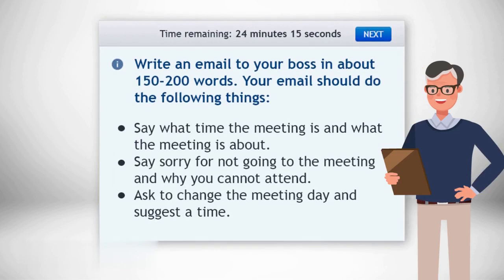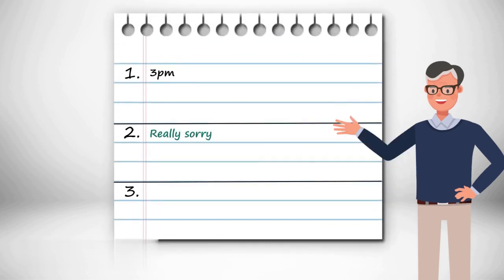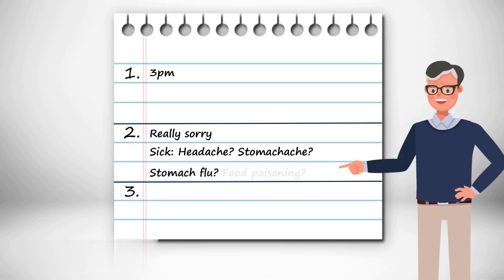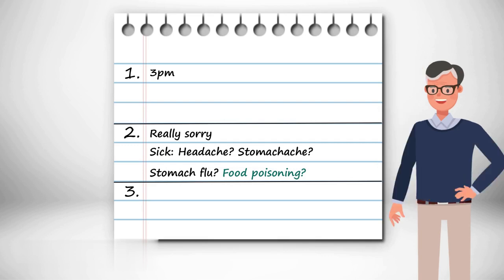Number 2. Say sorry for not going to the meeting and why you cannot attend. Okay, I'll say I'm really sorry. Why I cannot attend? I'm sick, but in what way? Headache? Stomachache? Considering that the meeting is tomorrow, neither of these will work. I could easily recover from both by tomorrow. Stomach flu? Sounds better. Food poisoning? That sounds too serious. Who knows when I will be back at work. Okay, anyway, I've got some ideas down.